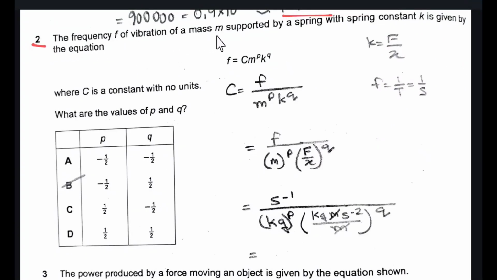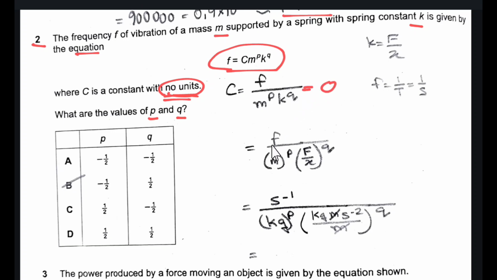The frequency of vibration of a mass m supported by a spring with spring constant k is given by the equation. This is the equation given, and it says that C has no units, so we have to remember that C has no unit. We need to find the values of P and Q. As C has no unit, if we make C the subject of the formula, then the overall unit becomes 0.